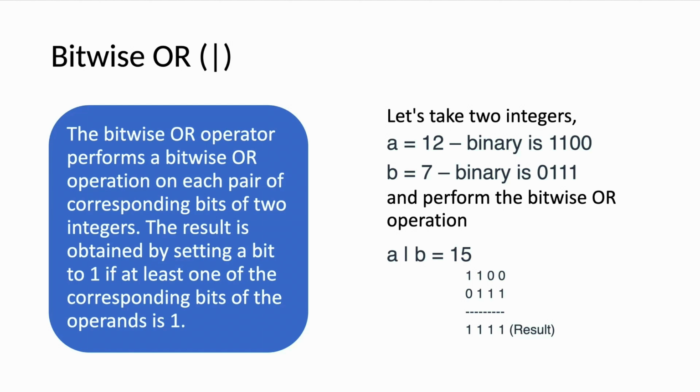So only if you have 0 and 0 in both the operands, only in that case the result will be 0. In all other cases the result will be 1. So here the final result will be 15. So this is how you can find out the bitwise OR between two operands or two numbers. I hope that this concept is clear.